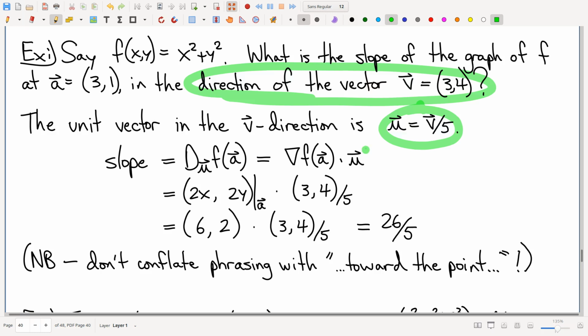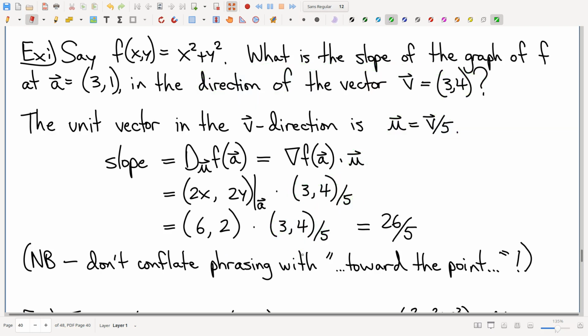So again, use that unit vector, not the vector that's given, because again, that's what you have to do if you want to use these interpretations of a directional derivative. And everything else is arithmetic. Okay. Is everybody happy?